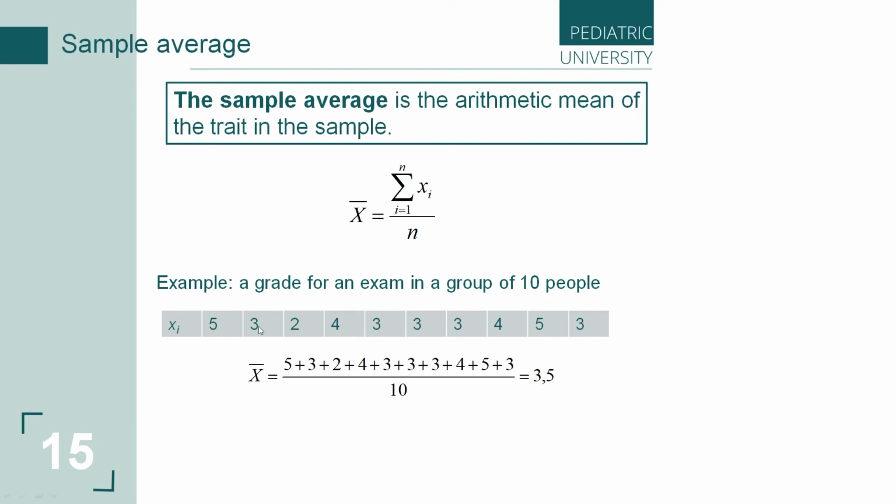We must remember what the sample average value, mean value, is and how we can calculate it. We must take all marks, sum them, and divide by how many numbers there were, and then we have the average score. Now in this example we have 3.5. That was the sample average.